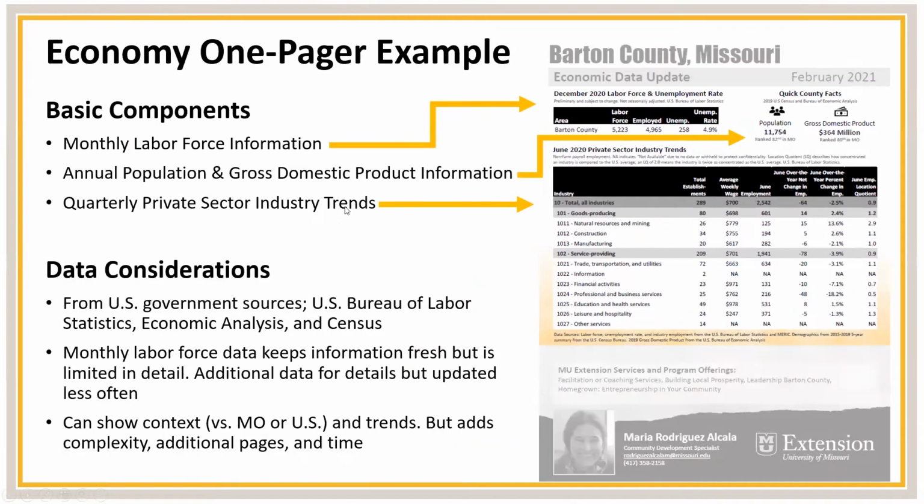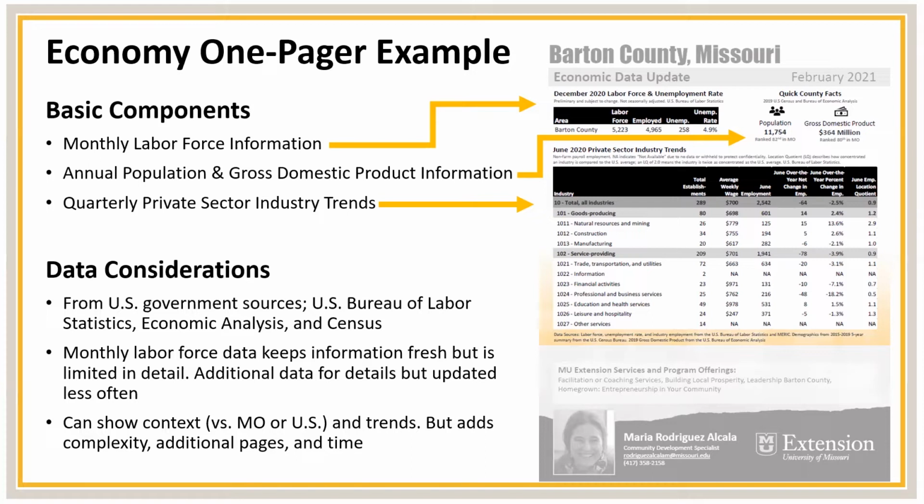So the economy one pager example, and again, this was built off of your ideas about, hey, I'd like to be able to provide some basic information. Well, one of the basic things that changes every month is the labor force information. So around the third week of every month from the Bureau of Labor Statistics, and in Missouri, MERIC is the Bureau of Labor Statistics office, they produce this report that tells you the labor force information for each county. So every month that changes.